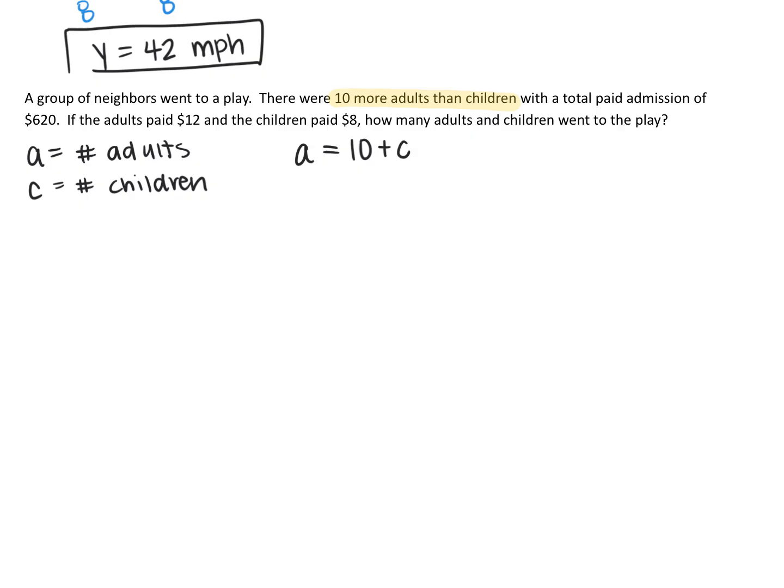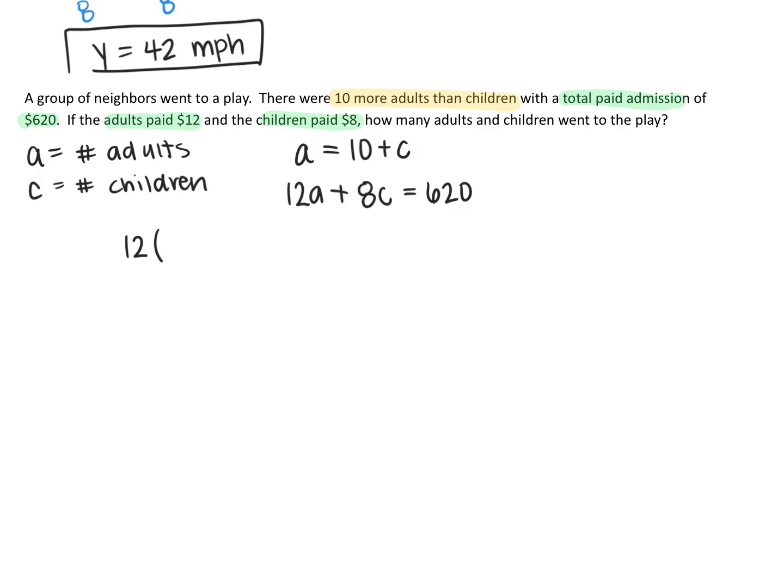The second equation comes from the information regarding money. So we know that there was a total admission of $620. We also know adults paid $12 and children paid $8. So that tells me that 12A plus 8C is going to equal 620 because it has to deal with the price. So a lot of the times when we have a system of equations word problem, you're going to see substitution appear more frequently than elimination. So this is again an example where we're going to use substitution.